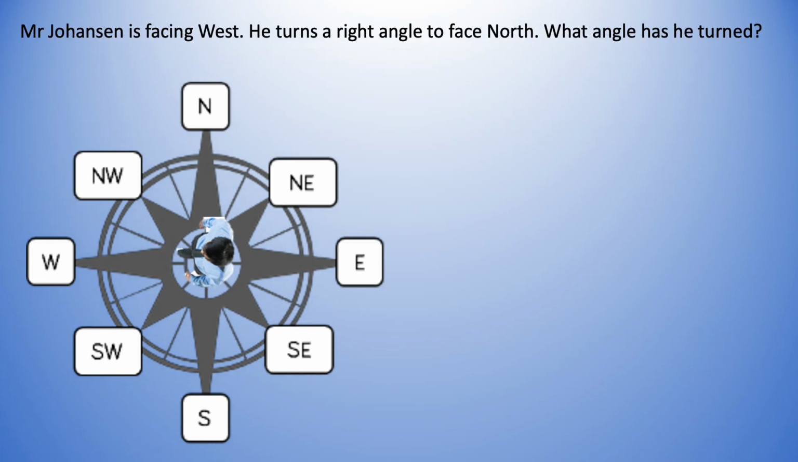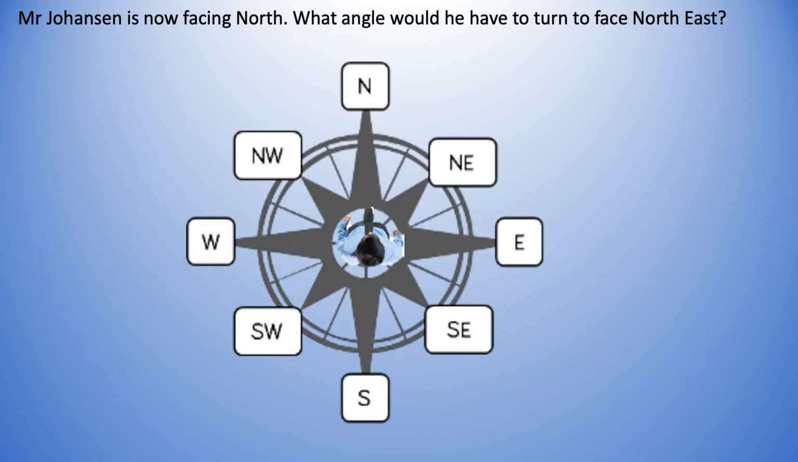Now I've got another question, okay? This is going to link in a second. Mr. Johansson is facing west. He turns a right angle to face north. What angle has he turned? So he's turned a quarter of a turn, and a quarter of a turn is 90 degrees.